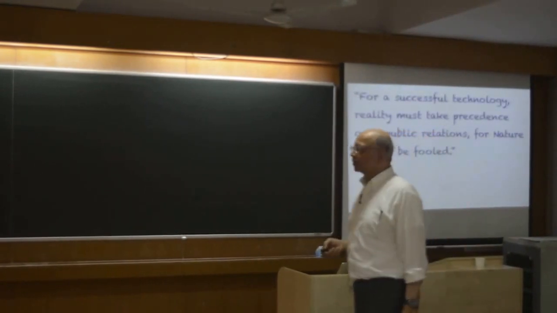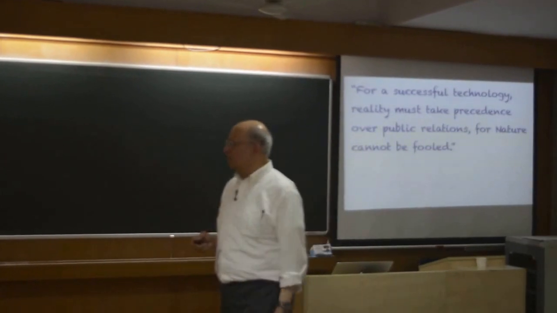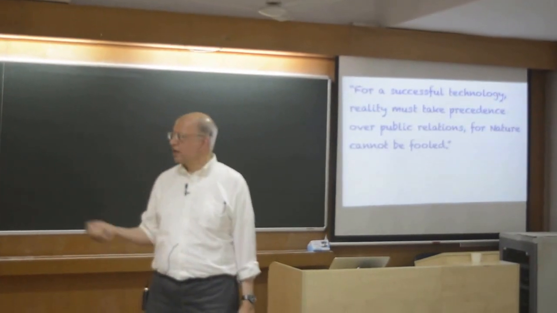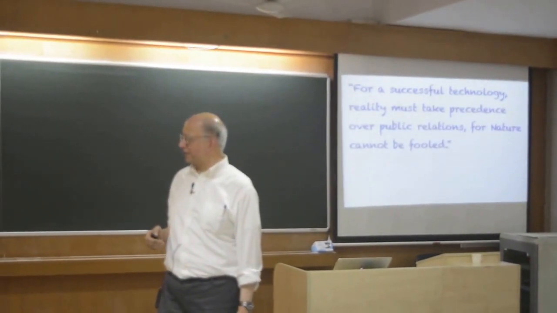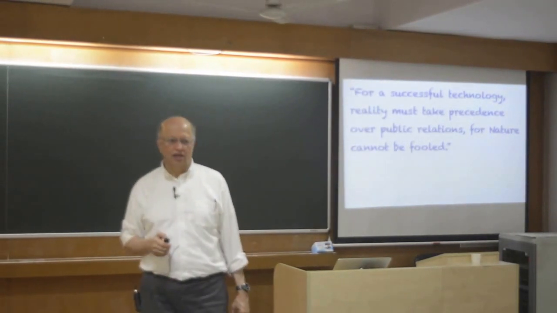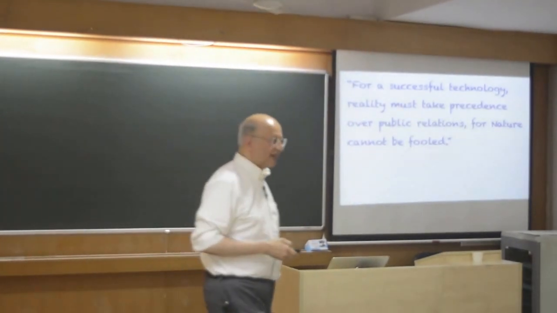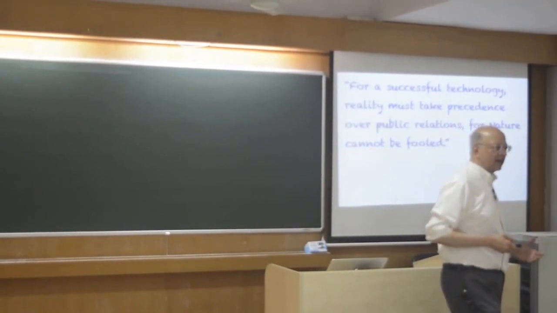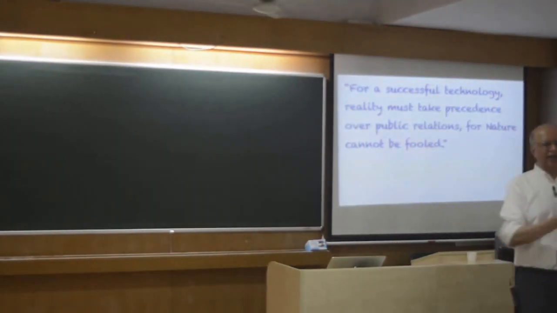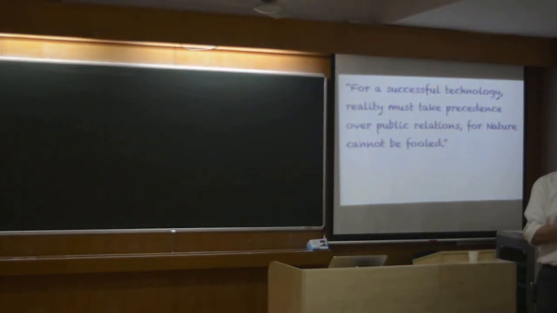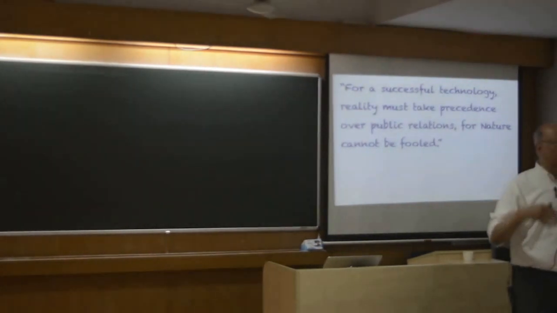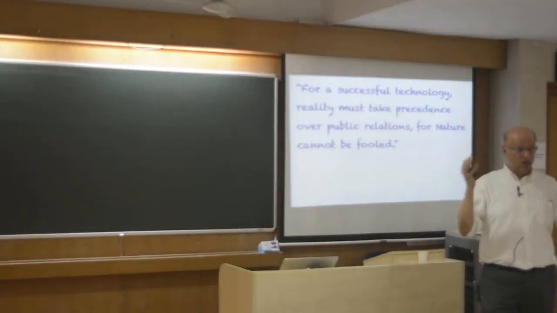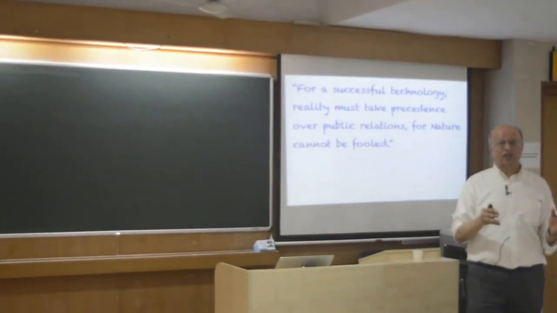So this quote comes from a very famous physicist. For a successful technology, now I'm changing topics to technologies for the poor. For a successful technology, reality must take precedence over public relations, for nature cannot be fooled. And the guy who said this said it in a very harsh, sarcastic way, because there was a particular agency that got fooled into thinking that PR or public relations or press and getting accolades and prizes and awards is their main goal. And they lost sight of their goal.